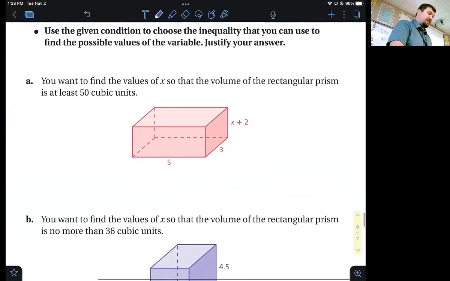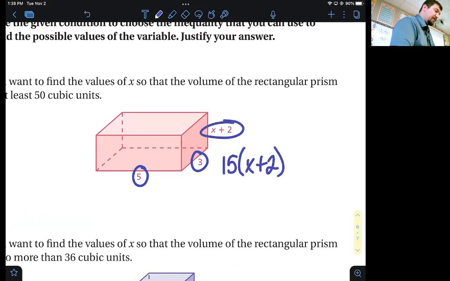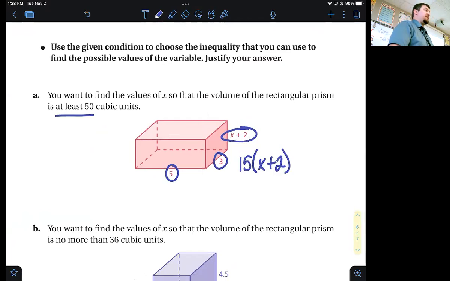You want to find the values of X, the volume of this prism is at least 50. How do I find the volume of a rectangular prism? Lizzie? Okay, so the length and the width, 5 times 3 gives us 15, times the height, which is X plus 2. That represents the volume, and that has to be at least 50. If it says at least 50, does that imply a minimum or maximum? Shane? A minimum, so it's going to be 50 or greater, so greater than or equal to, good.